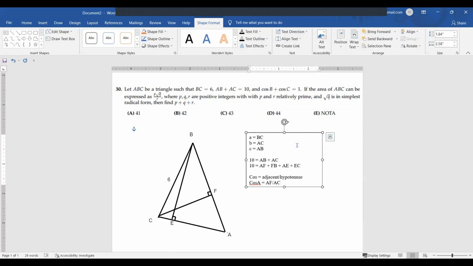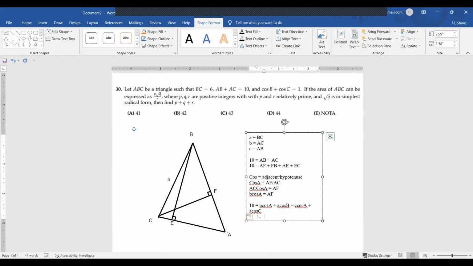And if we want to get AF by itself, then we need to multiply both sides by AC. So we're going to have AC cos A is equal to AF. And because we know that AC is just equal to side B, we can say that B cos A is equal to AF. And this works for every other angle. So we can state that 10 equals B cos A plus A cos B plus C cos A plus A cos C.